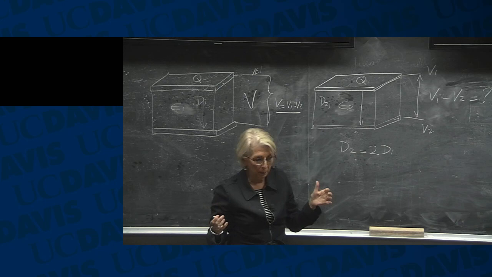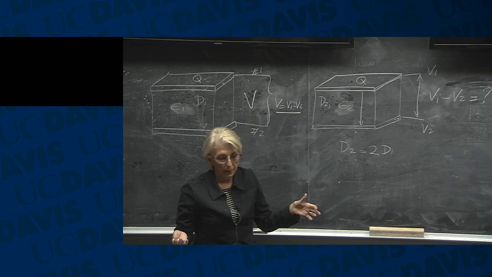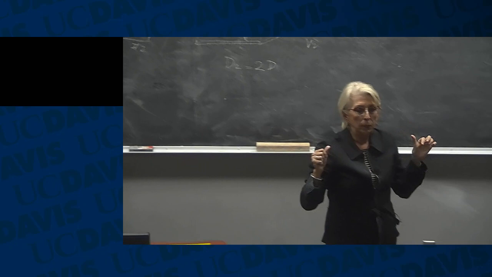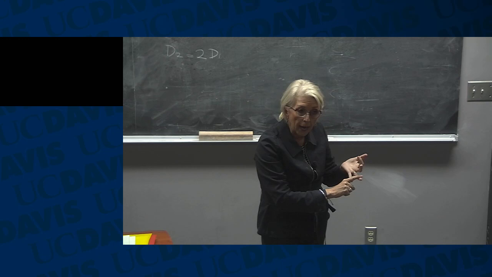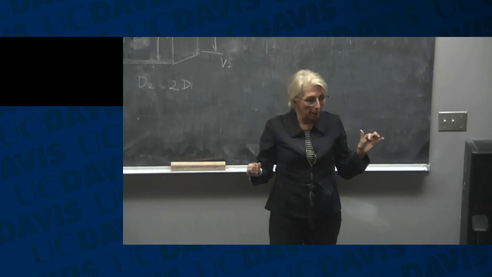Let me just go back. In this problem, I went from here to there. D2 is not going to be able to change unless I change something in the problem. All right. Obviously. How many things can I change? Well, I'm talking about geometry now. Yeah. Epsilon or area. All right? I could even change the thickness. So I could change any of the parameters to change the electric field.